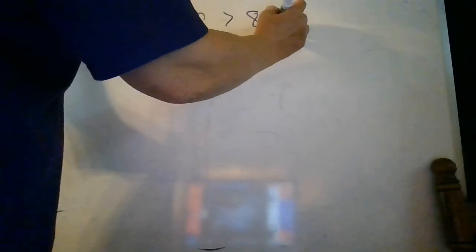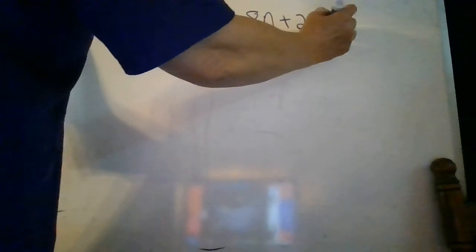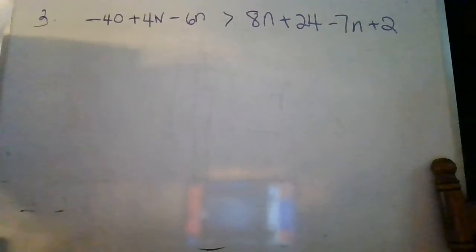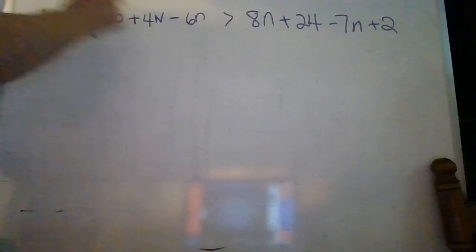So this would be number 3. And on that first one, first step you took, you got negative 40, and it should be plus 4n, and you put minus 4n. So that would be your mistake on that one. And then minus 6n is greater than 8n plus 24 minus 7n plus 2. Now, I didn't really write the original problem down, but there was a negative 4 outside, which made that a positive 4.